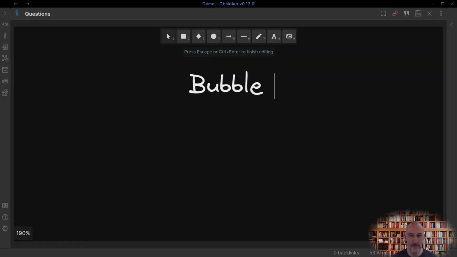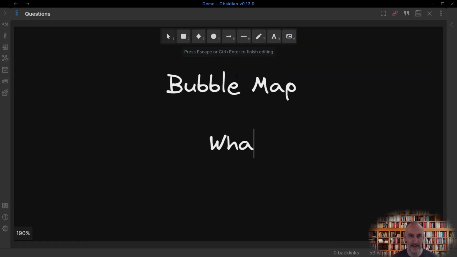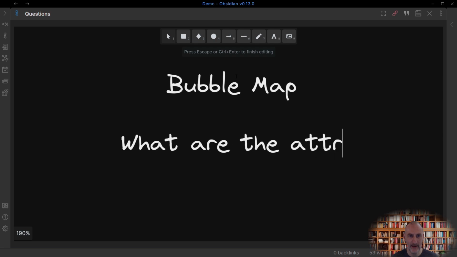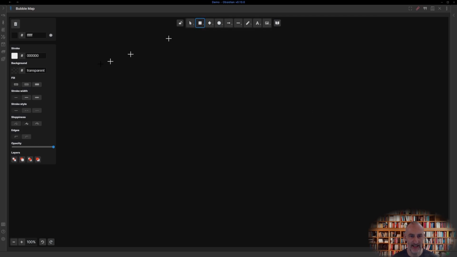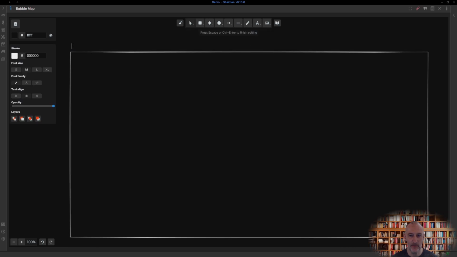Use the bubble map to describe the attributes of an idea or thing. While the circle map has nouns around the central statement, the bubble map has adjectives to describe what the idea or thing is like. What are the basic qualities of thinking maps?